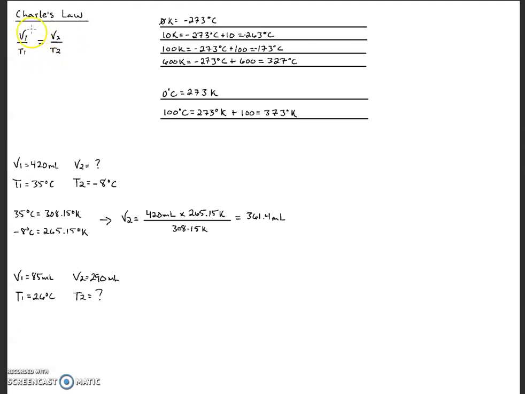So here we have Charles's law. And again, nothing too crazy here. A little bit of a different format, but we can rework it a little bit. We can make this V1T2 equals V2T1. And if this looks familiar to you, we should be good to go.